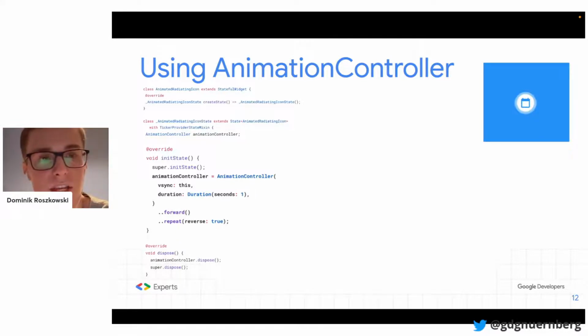And in this case, we are going to use our friend stateful widget. And in this case, we don't have any kind of API for that because it's self-contained. So we just need to focus on the state of a stateful widget. So here we have just a create state, and we have this class called animated radiating icon state.